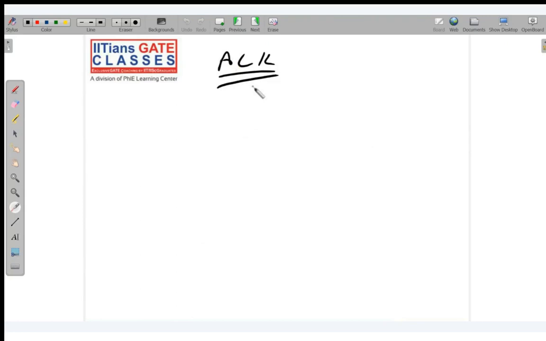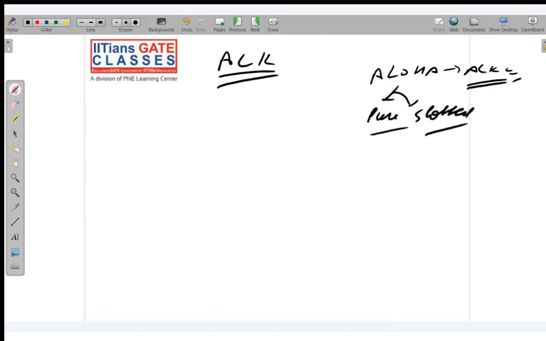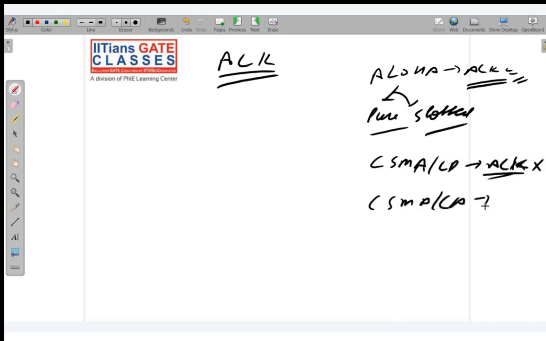So here we have acknowledgements. In CSMA CD there was no acknowledgement. In ALOHA, whether it is slotted ALOHA or pure ALOHA, acknowledgements were there. Pure or slotted, it hardly matters to me; whatever may be the case, we have acknowledgements. CSMA is not a complete protocol, so I'm not talking about it. I will talk about CSMA CD or CSMA CA. In CSMA CD, there is no need of acknowledgements, but in CSMA CA, we have acknowledgements.